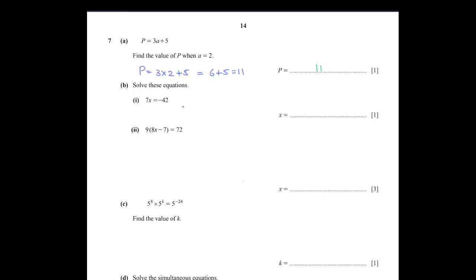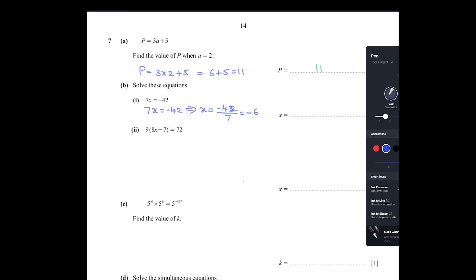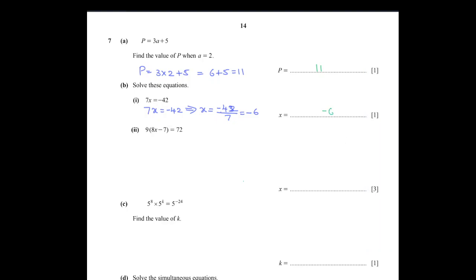Solve these equations. 7x is equal to minus 42. So find the value of x. 7x is equal to minus 42. So this gives you x is equal to minus 42 divided by 7, which is minus 6. So the answer for this question is minus 6.